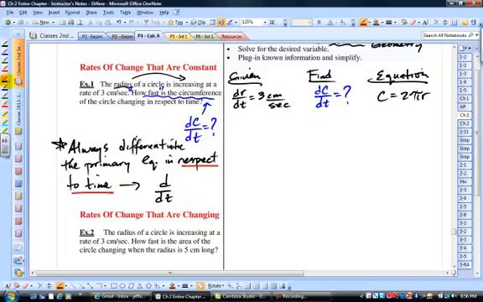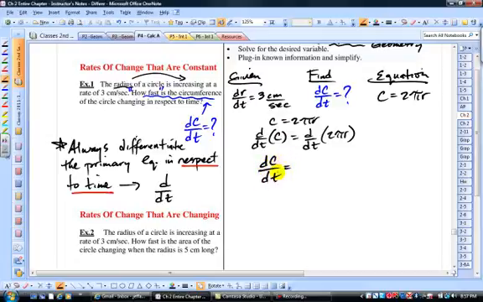Okay, so here we go. We're going to take C equals 2 pi r and we're going to differentiate both sides in respect to time. So I want to differentiate the circumference in respect to time, and I want to differentiate the right side as well, the 2 pi r. Now the derivative of the circumference in respect to time is called dC/dt.